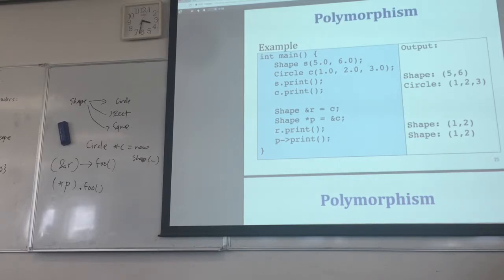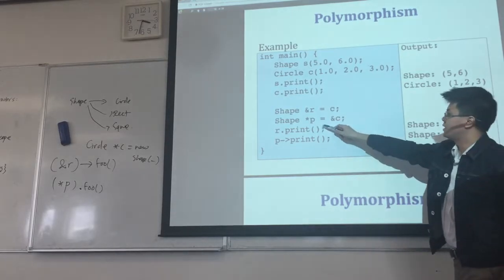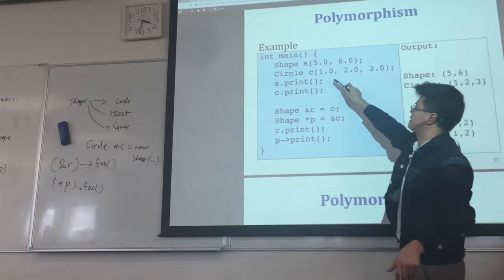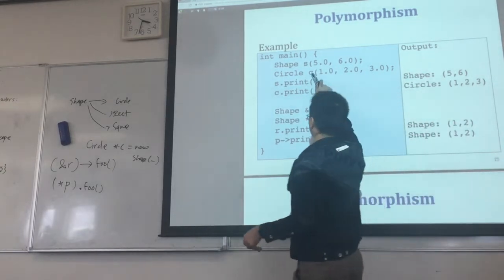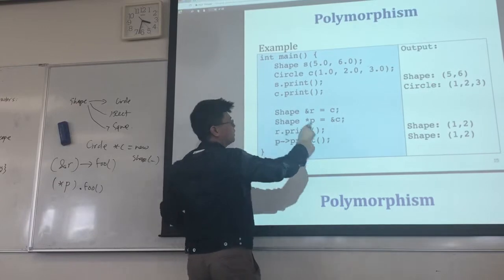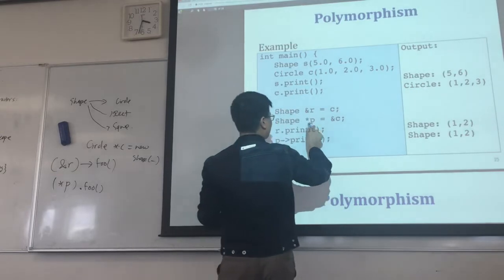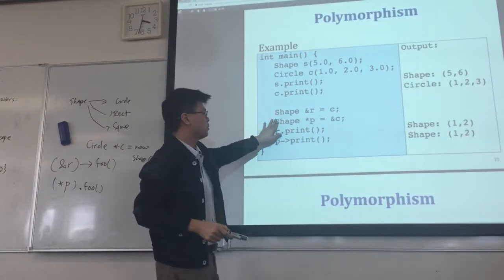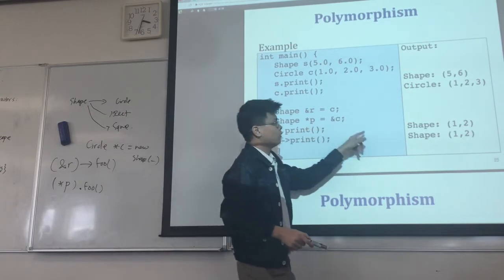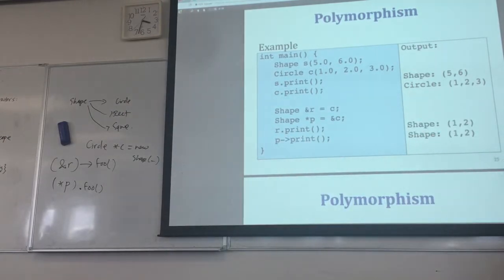Right. So this sort of demonstrates the importance of having the virtual keyword. When you don't have a virtual keyword, P is a pointer to C, and C is a circle. When you treat circle as a circle in here, it will print out all the information of a circle. When you treat it as a pointer of a shape, and you call it here, it will only print the information of the shape, not of a circle. And we learned how to avert this problem by having the virtual keyword.